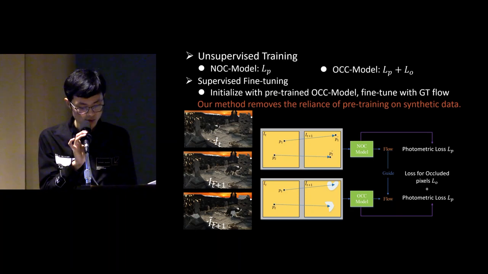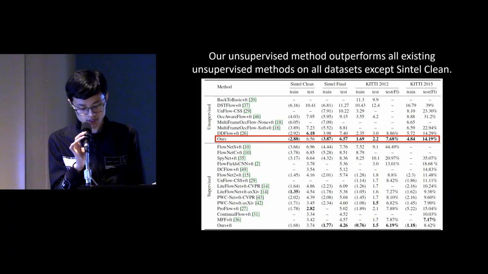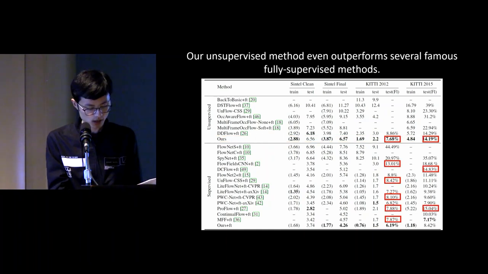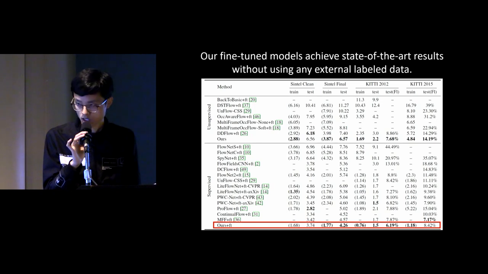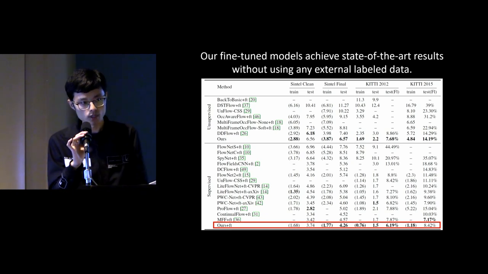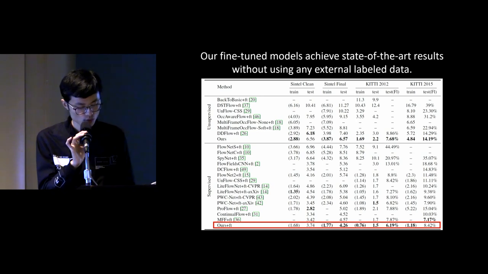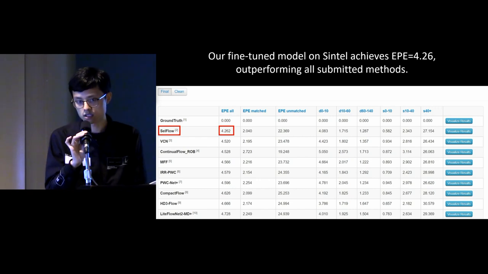Next, I will show you our quantitative results. Our unsupervised method outperforms all existing unsupervised methods on all datasets except Sintel clean. Our unsupervised method even outperforms several fully supervised methods. Our fine-tuned model achieves state-of-the-art results. Note that existing state-of-the-art supervised learning methods rely on pre-training on synthetic data. This is the first time that a supervised learning method achieves such high performance without using any external labeled data. Our fine-tuned model on Sintel achieves EPE equals 4.26, outperforming all submitted methods, and until now, it is still ranked first.